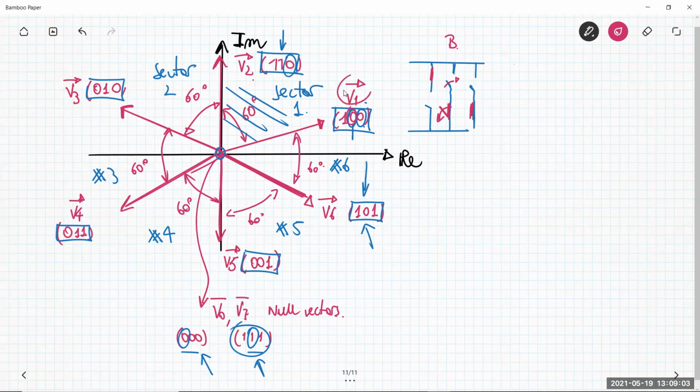For example, if we want to pass from V1 to V4, which is the opposite side of the same plane, then you have to switch all three legs. So in this situation, you have to change all the combinations of the switches. So it means that you have a higher switching action. So a distance of one bit minimizes the switches that are involved in the commutations.